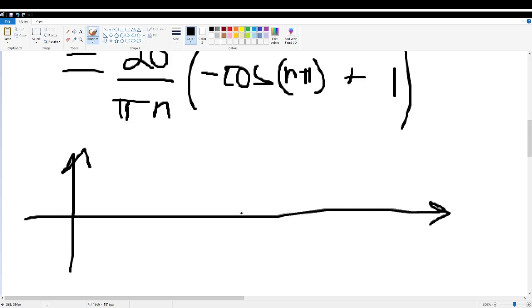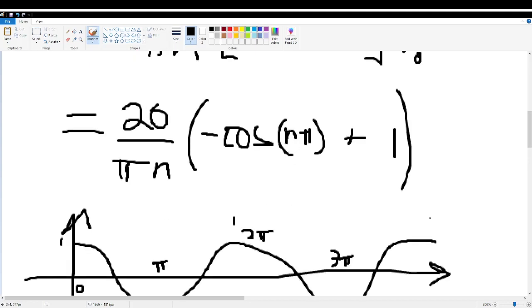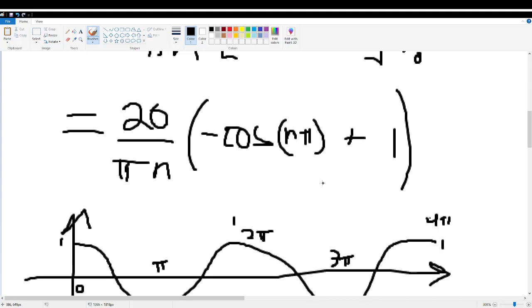Well, if we take a look at our beautiful cosine function, notice it's going 1, minus 1, 1, minus 1, 1 at multiples of pi. So this is 0 pi, this is 1 pi, this is 2 pi, and so on, 3 pi, 4 pi. In general, when it's an even multiple of pi, it's going to be 1. When it's an odd multiple, it's going to be minus 1.